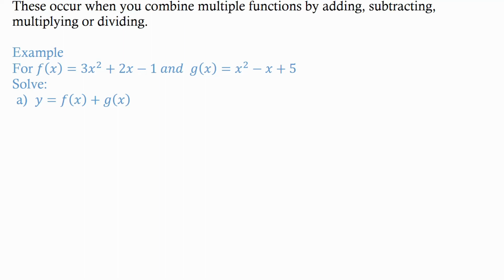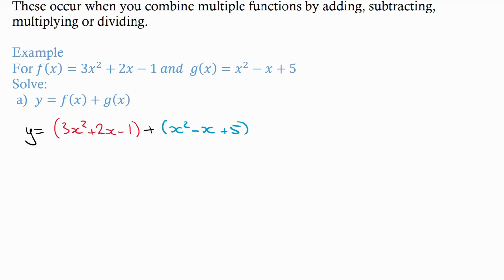Now, the first one we want to do is y equals f(x) plus g(x). So we're going to add these two functions. What I'm going to do is go y equals, and write down my f(x) in a different color just so you can see: 3x squared plus 2x minus 1. And we've got plus, and I'm going to write down my next one in blue just so we know the difference between the two.